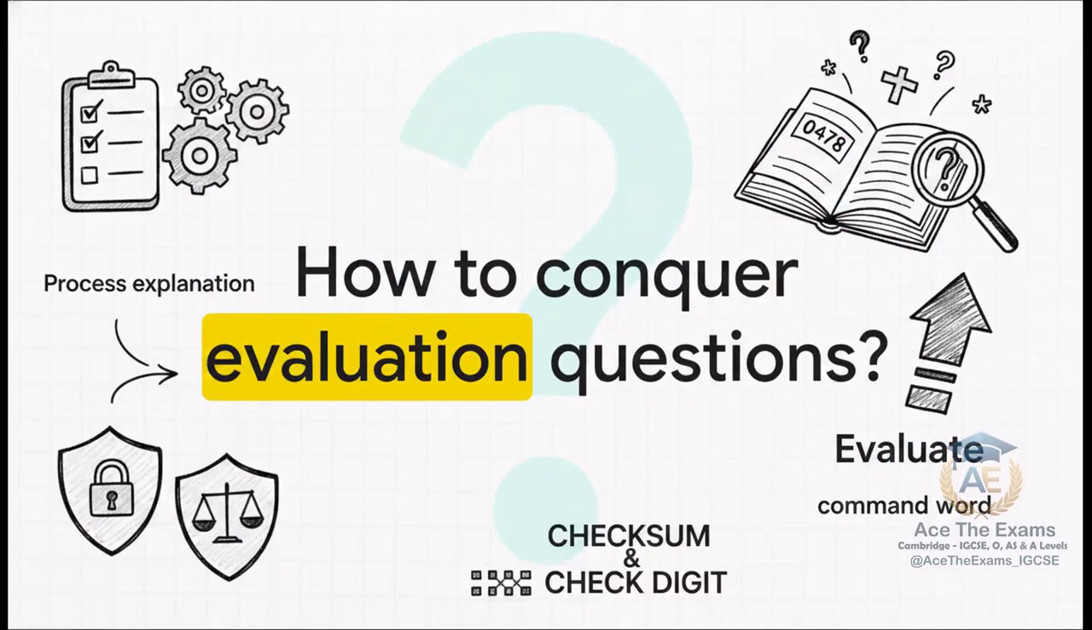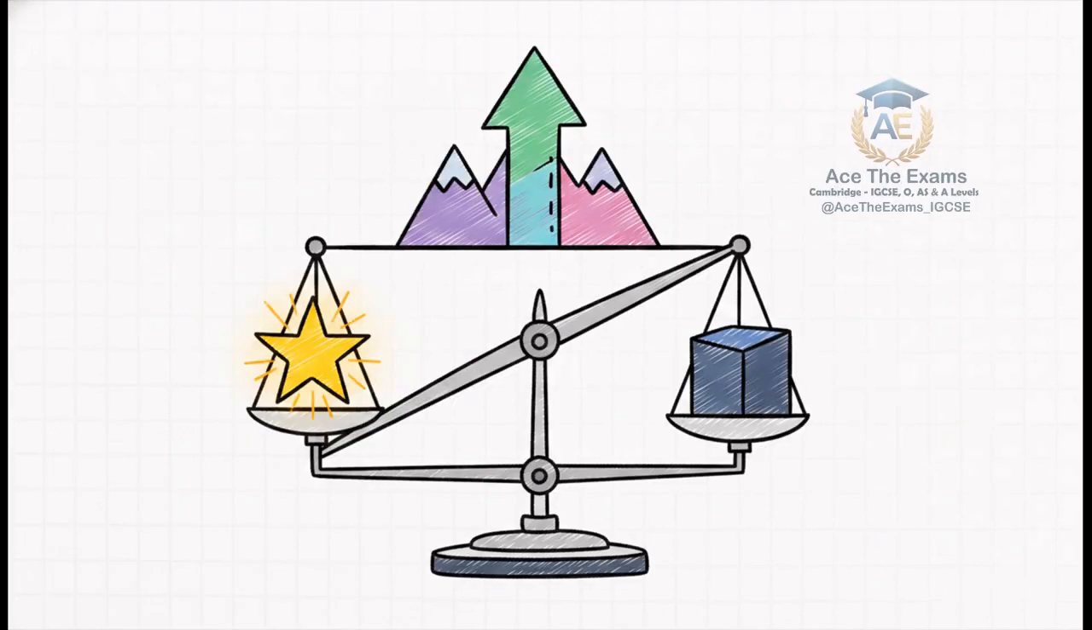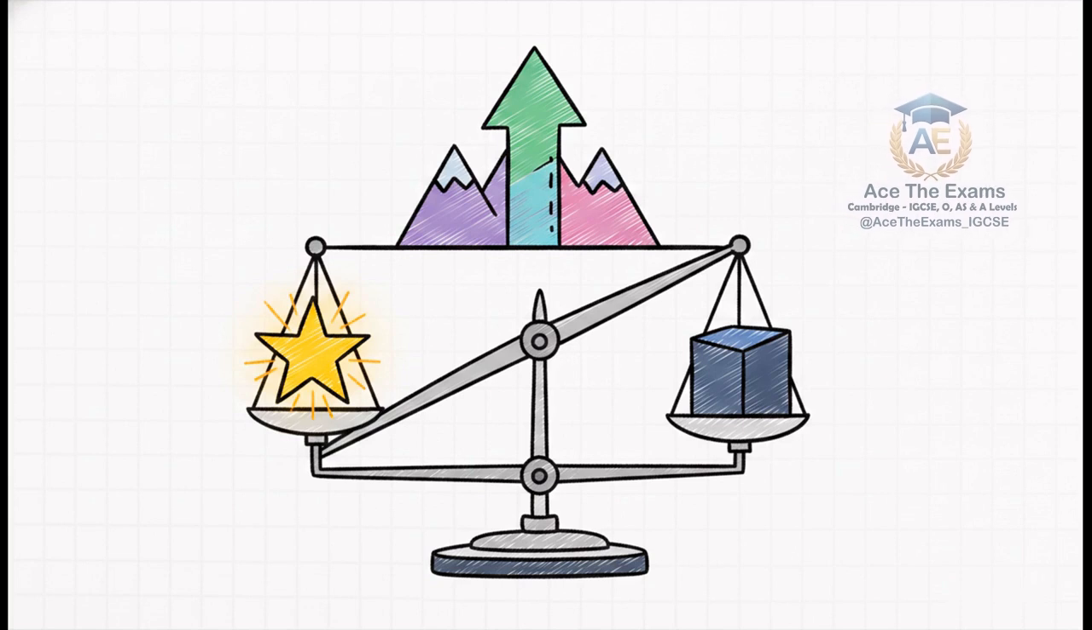So we've totally mastered the process explanation. We know the steps, we know the contexts, and we definitely know the difference between integrity and security. But what happens when the 0478 exam doesn't just ask you to explain or describe, but instead hits you with the absolute highest difficulty command word, evaluate? This is exactly where the ceiling gets raised and those A-star grades are actually secured.